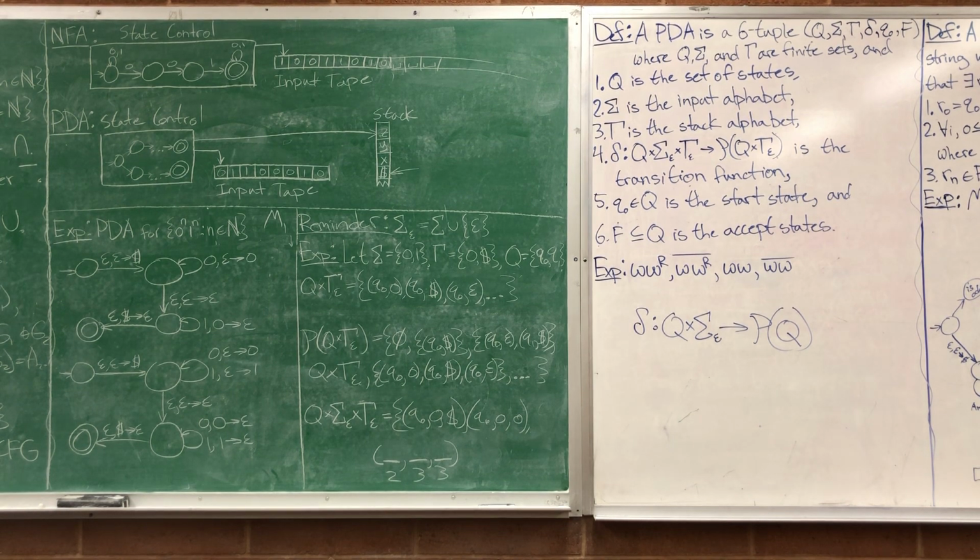So it's a 6-tuple. Sorry, I meant the function here takes a 3-tuple and gives us just a normal ordered pair. Almost gives you a set of ordered pairs, because there's multiple places it could take you, potentially, because it's non-deterministic. Okay, so that's its actual definition.